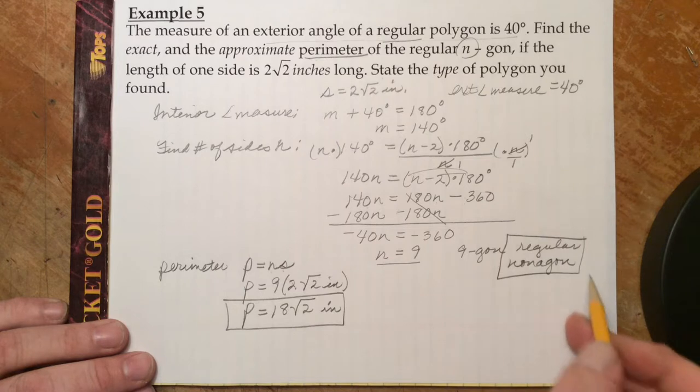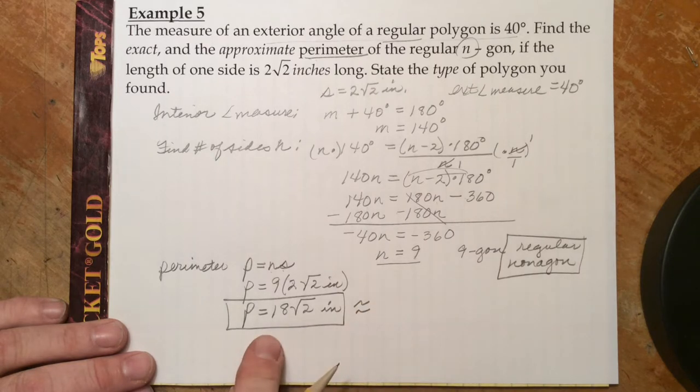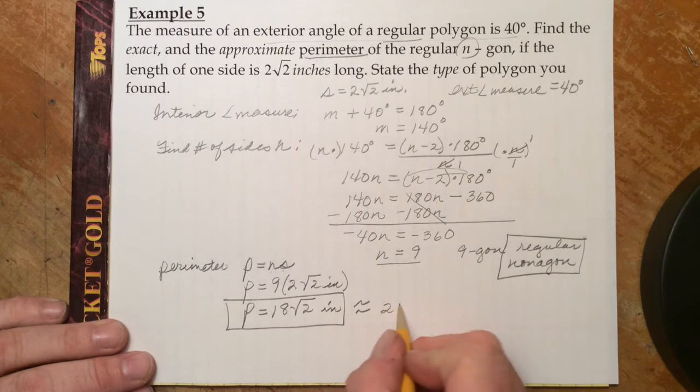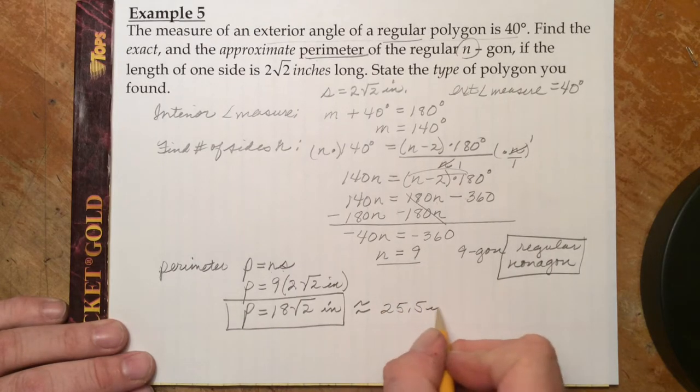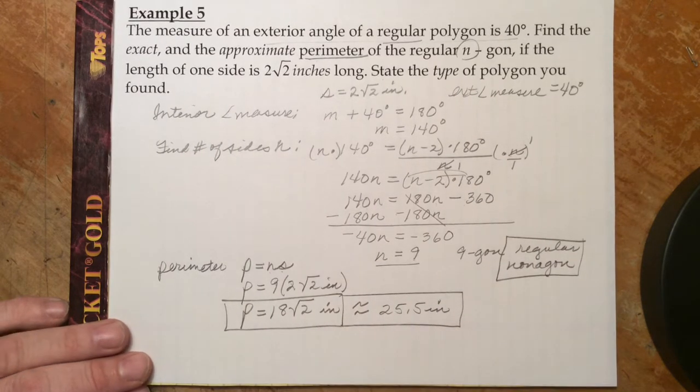Remember, it has 9 sides, it's regular, and that means it's equiangular and equilateral. We also want the approximation, so in your calculator put in 18 times the square root of 2, round to the nearest tenths place, and you get 25.5 inches. That is an approximation for the perimeter all the way around the regular nonagon.